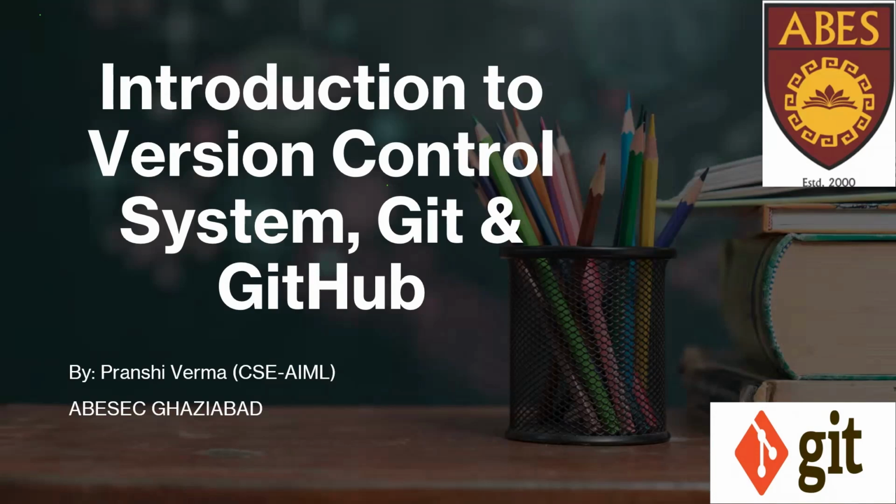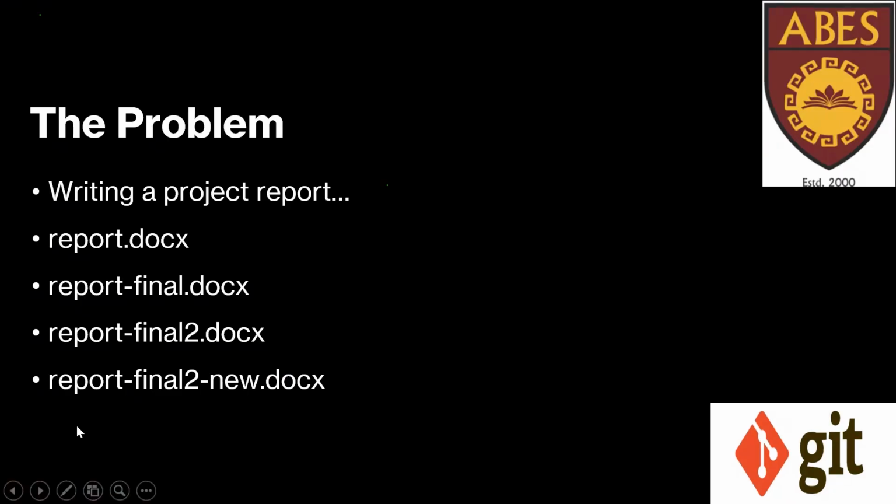Today we start our journey into the version control systems Git and GitHub, very essential tools for every software developer and engineer. Let's start with a common problem. Have you ever worked on a document, a project report, and saved it as report.docx, report_final.docx, report_final2.docx, and so on? But it's very confusing, right?